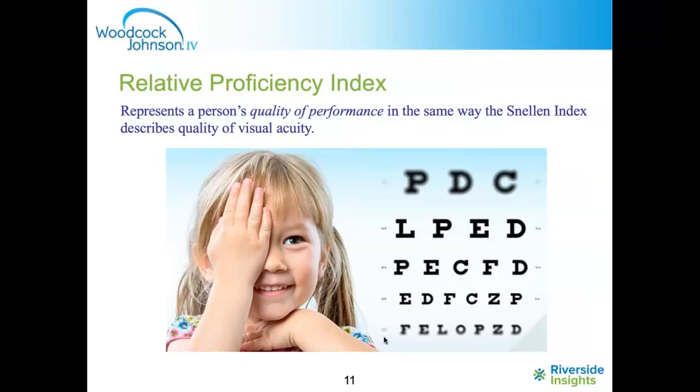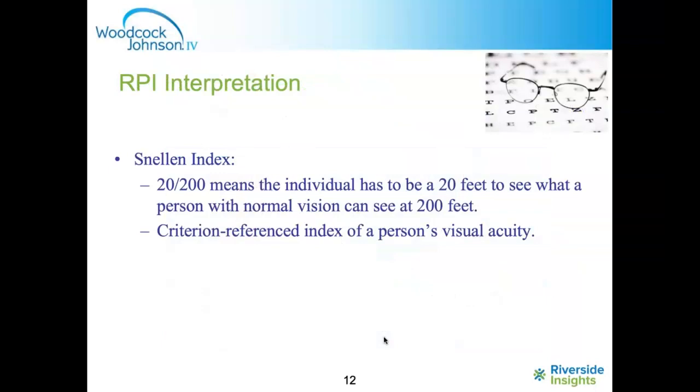One useful way of understanding the RPI is to compare it to the Snellen index. As you may know, the Snellen index is a measure of visual acuity. A 20 over 200, for example, means that the individual has to be 20 feet to see what a person with normal vision can see at 200 feet. Again, it's a criterion referenced index.